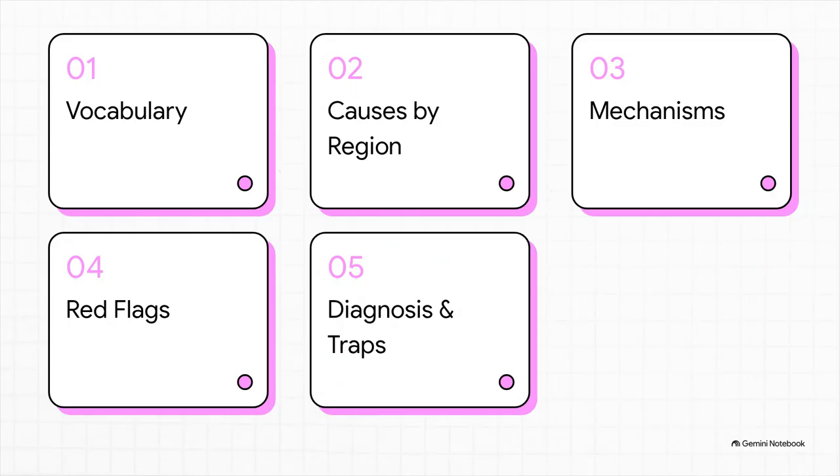Here is our agenda for this explainer. We'll hit the vocabulary of gut inflammation, causes by GI region, mechanisms of mucosal injury, red flags and symptoms, and finally, diagnosis and exam traps.